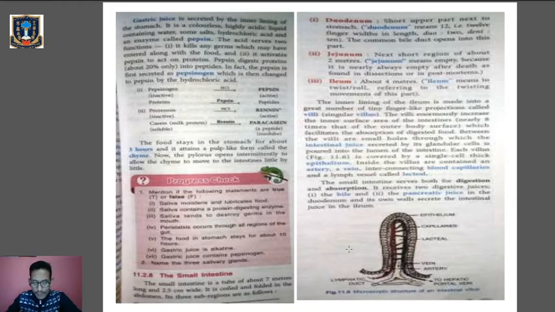Without this acid, pepsin cannot be activated. In the presence of the acid, the pepsin will be activated and will act on the protein. That means the pepsin will digest the protein into peptides and amino acids.